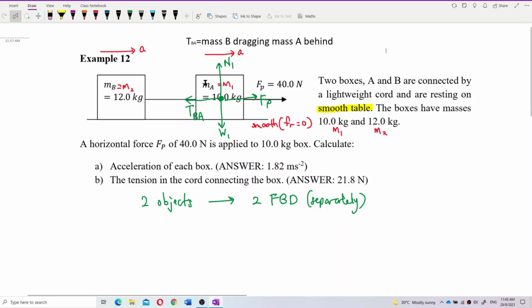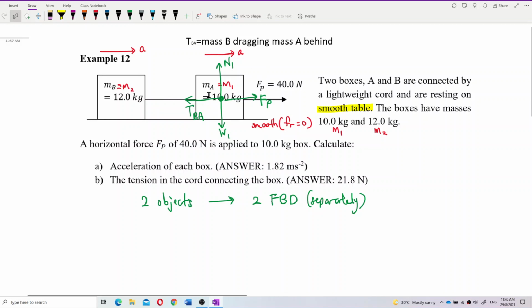Okay. So what is TBA? TBA means the mass B is dragging mass A behind. Without mass B, mass A can go to the front much easier. So mass B is dragging the mass A behind. That's why the tension TBA is going behind, opposite the acceleration.